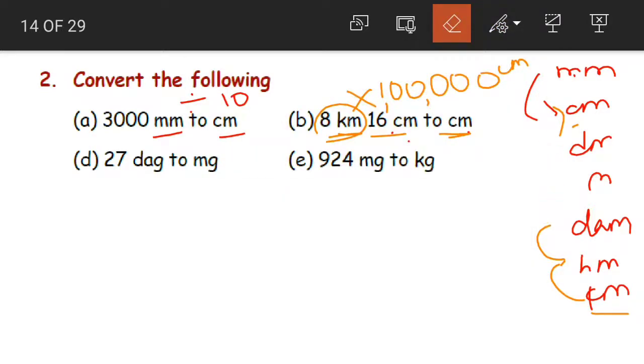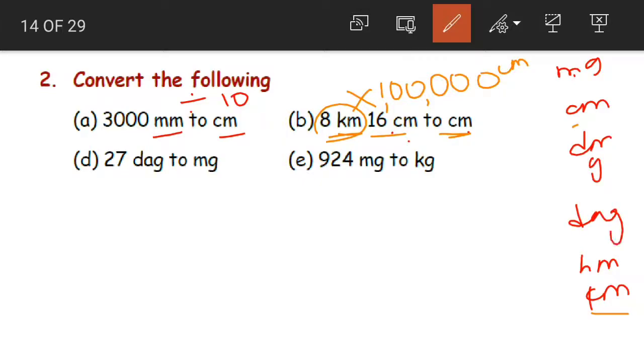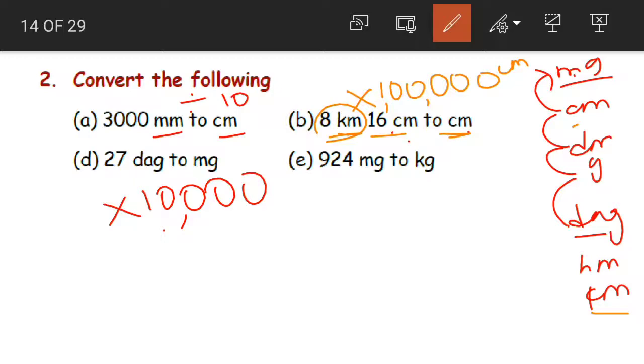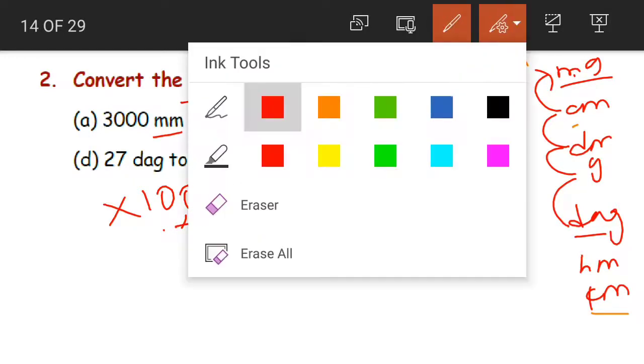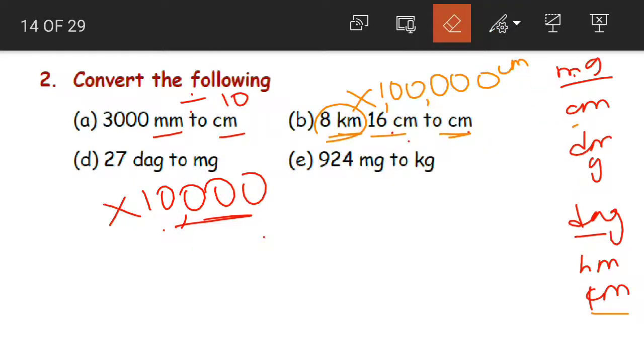Now coming to the next one, decagrams to milligrams. We'll write that as grams here. That's all right. Be it grams or milligrams or anything, the hierarchy is same. Decagrams to milligrams is higher to lower, so we need to multiply. By how much should we multiply? 1, 2, 3, 4. 4 jumps are needed. So we need to multiply by 10,000. After 1, 4 zeros.